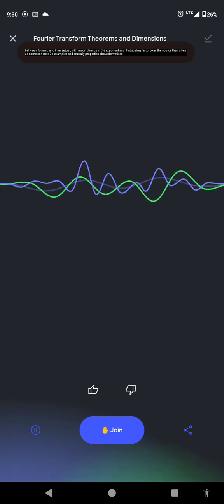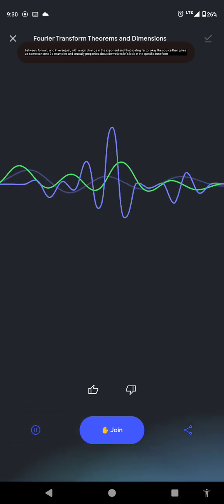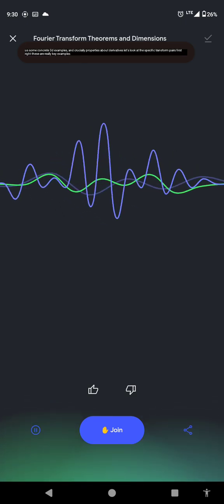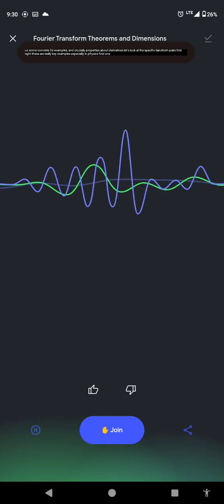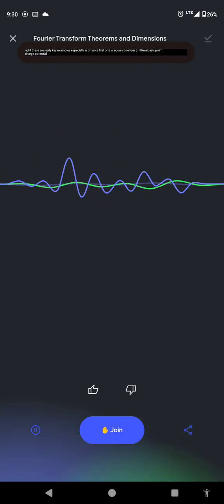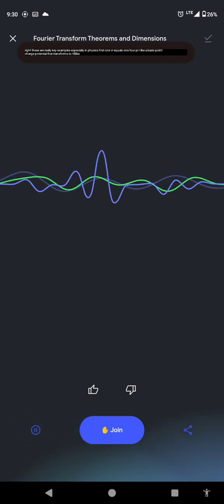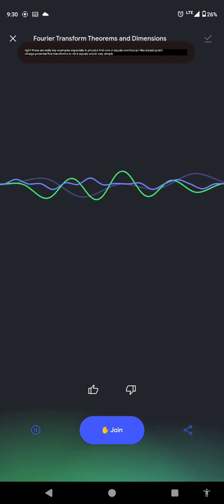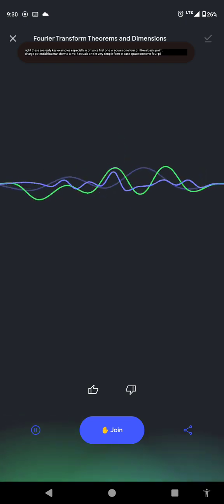Let's look at the specific transform pairs first. Right, these are really key examples, especially in physics. First one, V(r) equals 1 over 4πr, like a basic point charge potential. That transforms to V tilde of k equals 1 over k squared. Very simple form in k-space. 1 over 4πr becomes 1 over k squared, okay?